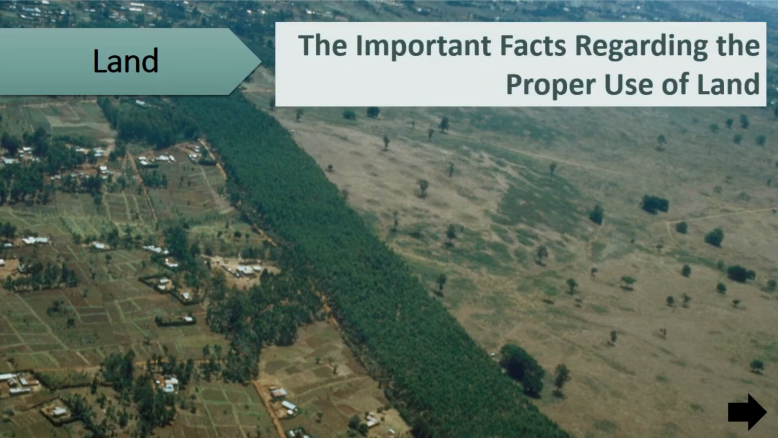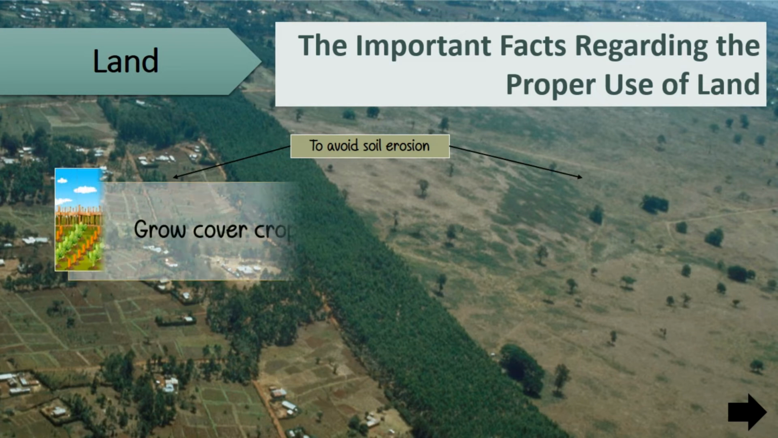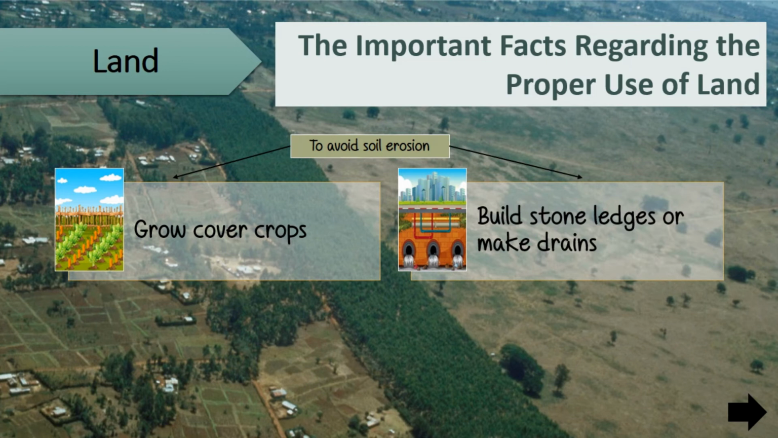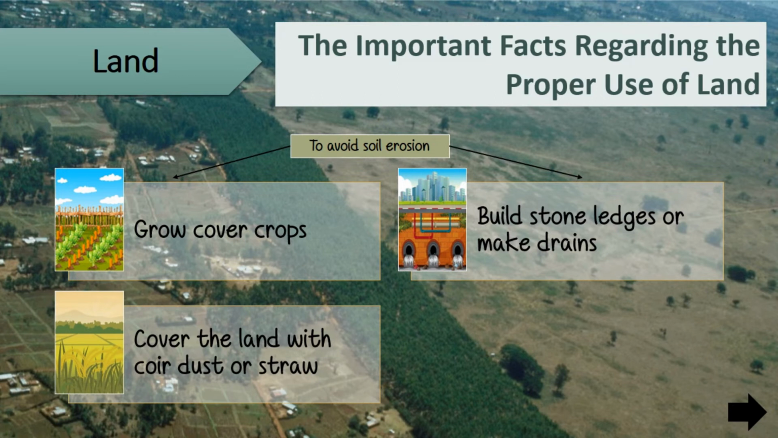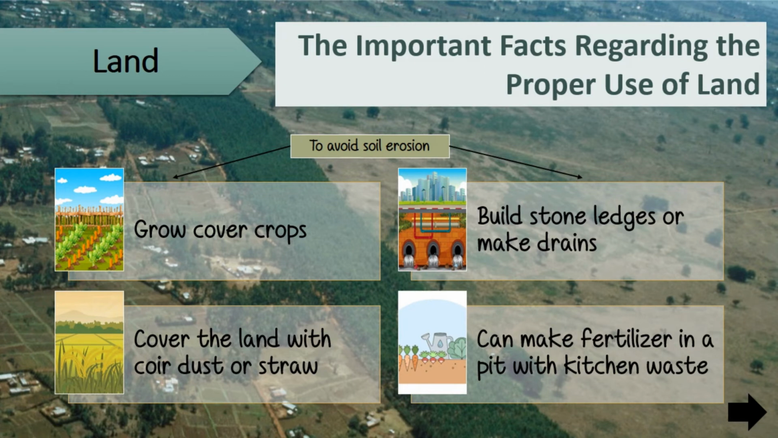There are important facts that we need to consider regarding the proper use of land. To avoid soil erosion, we have to grow cover crops, and we can build stone ledges or make drains. Other than that, by covering the land with coir dust or straw and making fertilizers in a pit with kitchen waste, we can properly use our land.